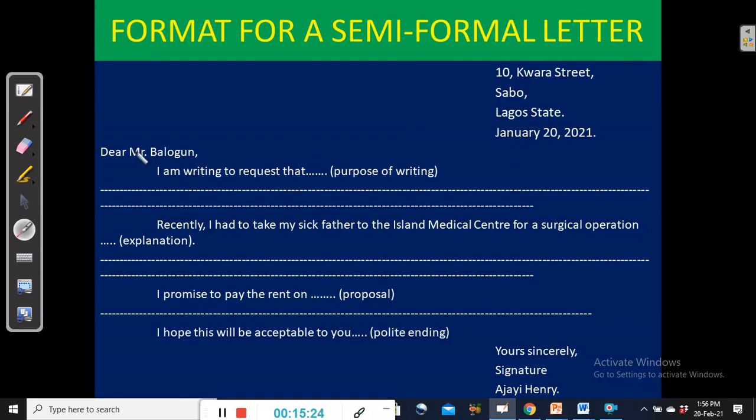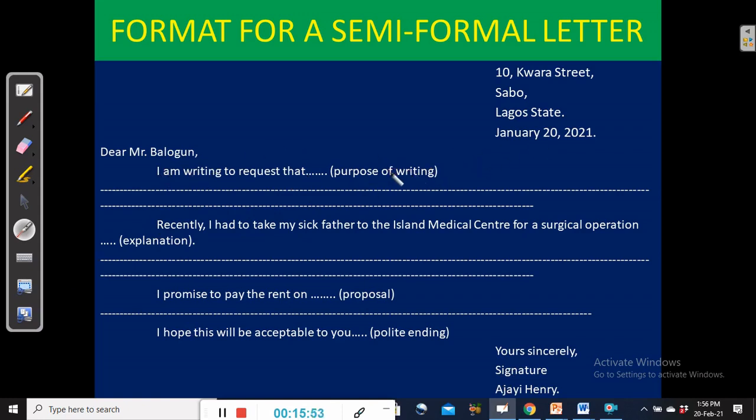Then the next will be the salutation. After the salutation, you have the content of the letter, which is subdivided into three: the introduction, the body, and the conclusion. All right. And then you have the subscription, the signature, and the writer's name. All right, so let's look at this.